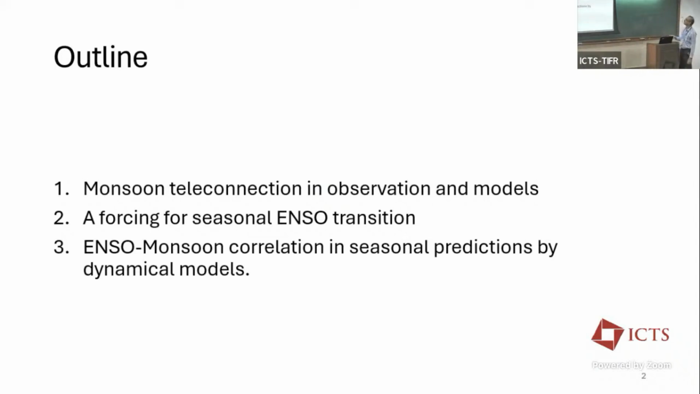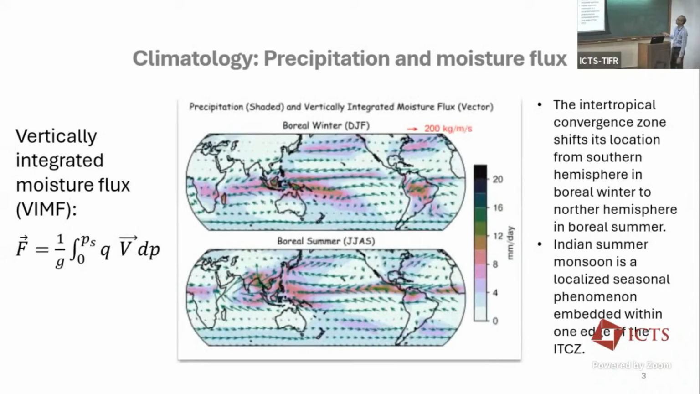So what I plan to do is cover largely three major topics. One is the monsoon teleconnection, observations and models. I'll start with mean conditions, and then a recent discovery of a forcing for seasonal ENSO transition that finally impacts the global ITCZ, especially during boreal summer. And finally, if time permits, some ENSO-monsoon correlation in seasonal prediction models, some kind of a paradox we'll try to address.